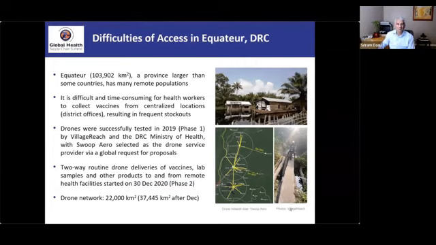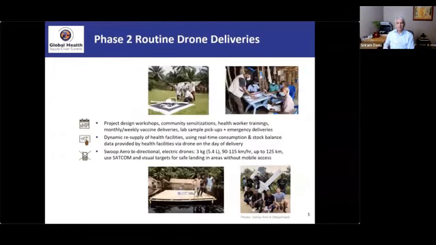The drone network covers 22,000 square kilometers and will be expanded to more than 37,000 square kilometers after December 2021. In 2020, the DRC Ministry of Health, Village Reach, and the Equator Province Health Authorities designed a drone delivery program to supply health products to very remote or hard-to-reach health facilities.